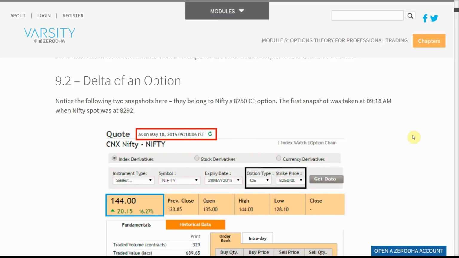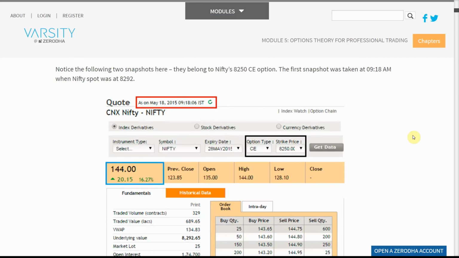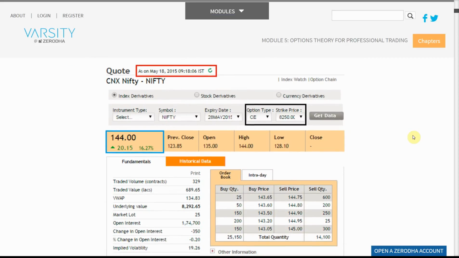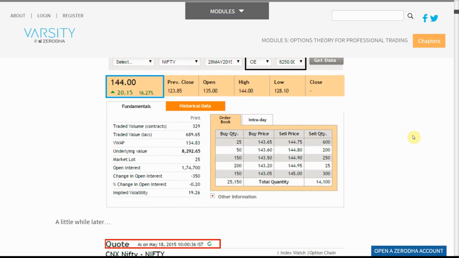9.2 Delta of an option. Notice the following two snapshots here. They belong to Nifty's 8250 CE option. The first snapshot was taken at 9:18 a.m. when Nifty's spot was at 8,292. A little while later, now notice the change in premium. At 9:18 a.m. when Nifty was at 8,292, the call option was trading at 144.